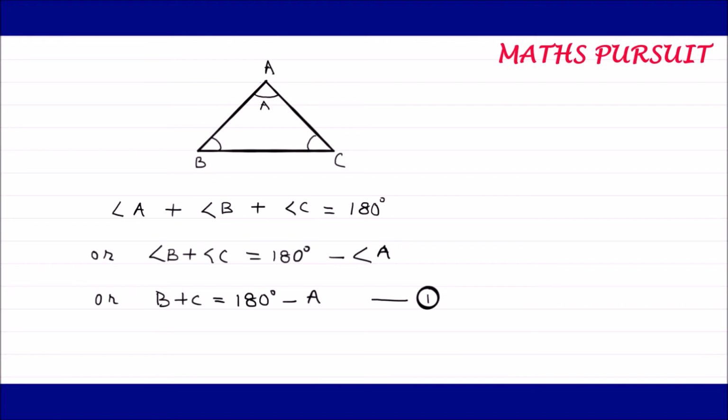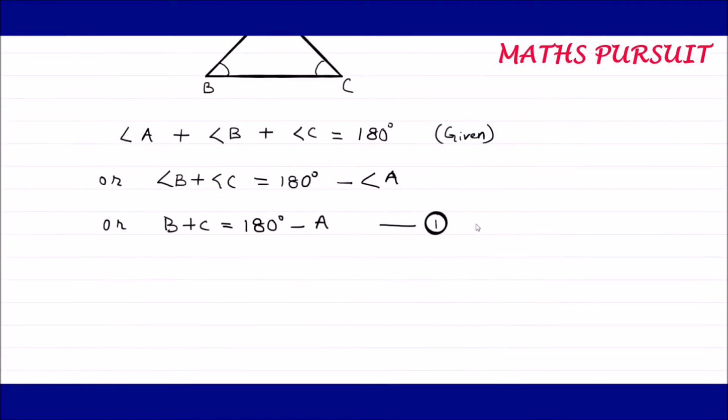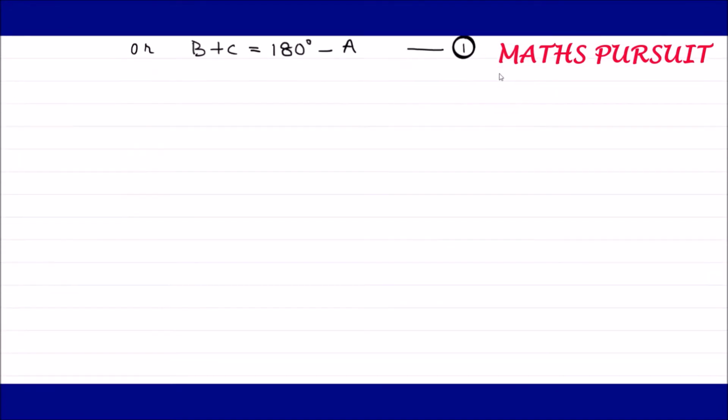So this is one of the equations that I got from the given thing. And this is angle A plus angle B plus angle C is equal to 180 degrees. This is given in the question because these are the interior angles of a triangle. From this given information, we derived B plus C is equal to 180 degrees minus A, and this we took as equation number 1. Now let us move ahead.